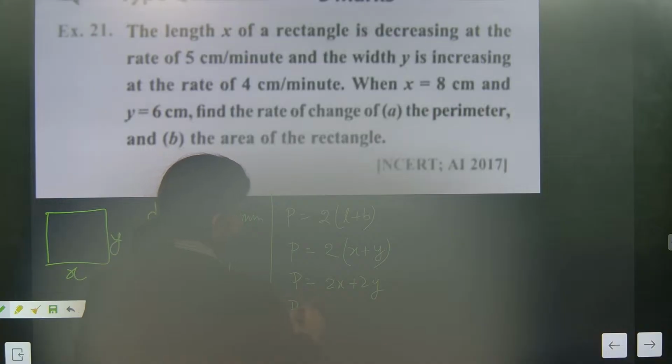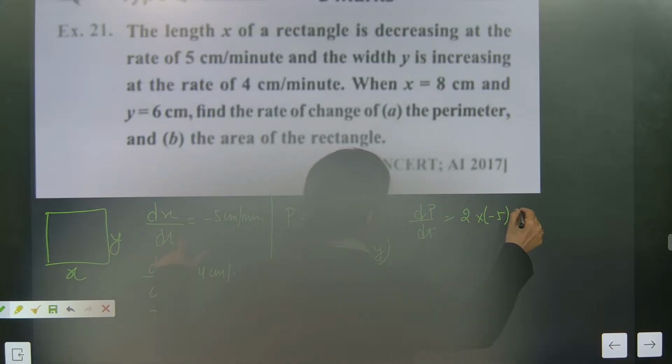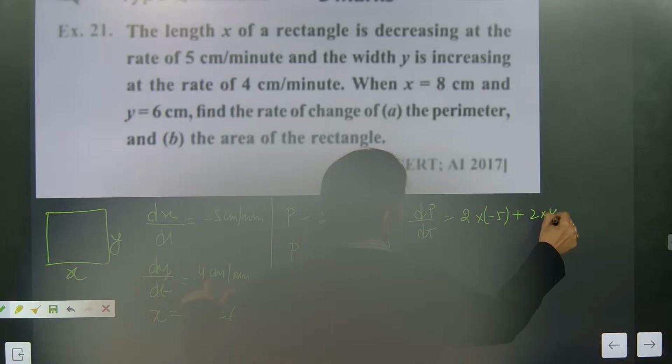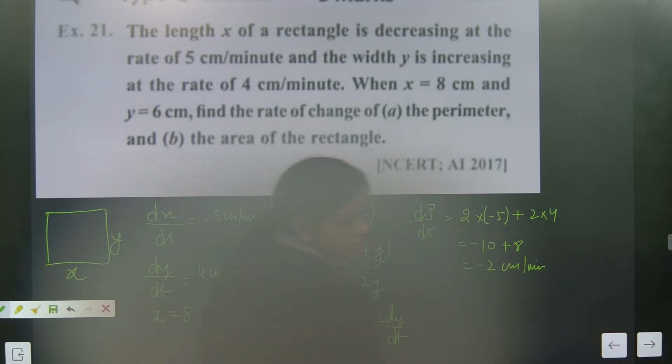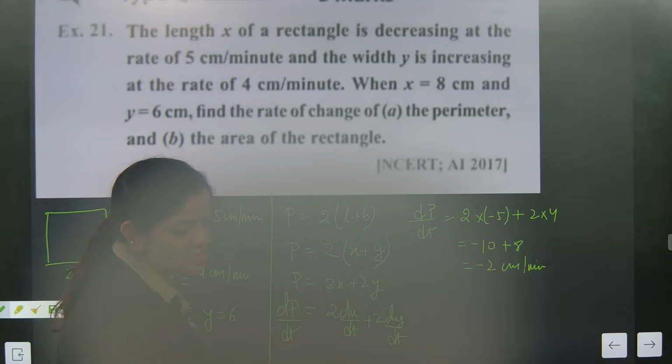So if you differentiate, then dp by dt is equal to 2 dx by dt and then 2 dy by dt. Then directly you can write the answer: dp by dt is equal to 2 times the x value, minus 5, and here 2 times the y value, 4. So it is coming as minus 10 plus 8, minus 2 centimeter per minute. So that means the perimeter is decreasing. Absolutely correct, Mehan. The perimeter is decreasing here.